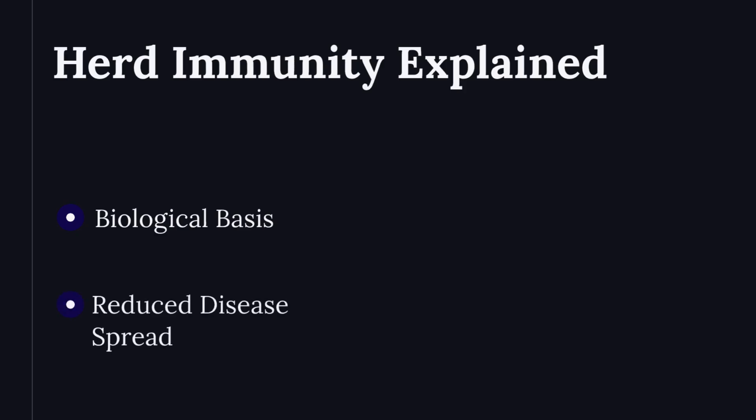Explain the concept of herd immunity and its biological basis. Link vaccination coverage to reduced disease transmission. Use clear scientific explanations throughout. Herd immunity is vital for protecting vulnerable populations. Understanding this concept is key to effective public health strategies.